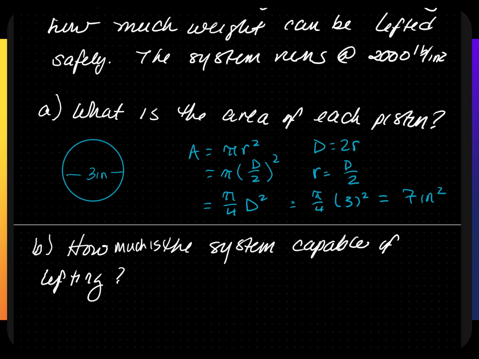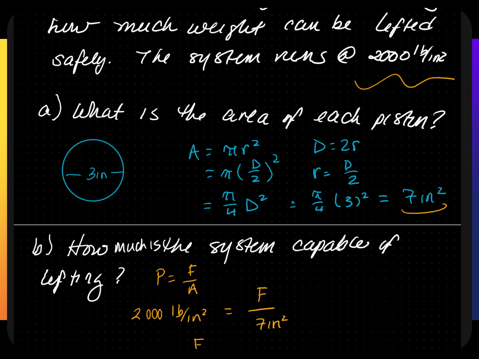Part B. How much is the system capable of lifting? So we are looking for the force. Pressure is equal to force per area. The pressure was given as 2,000 pounds per inch squared. This is equal to force over the area we calculated, which was 7 inch squared. Solving for force, you should get 30,000 pounds.